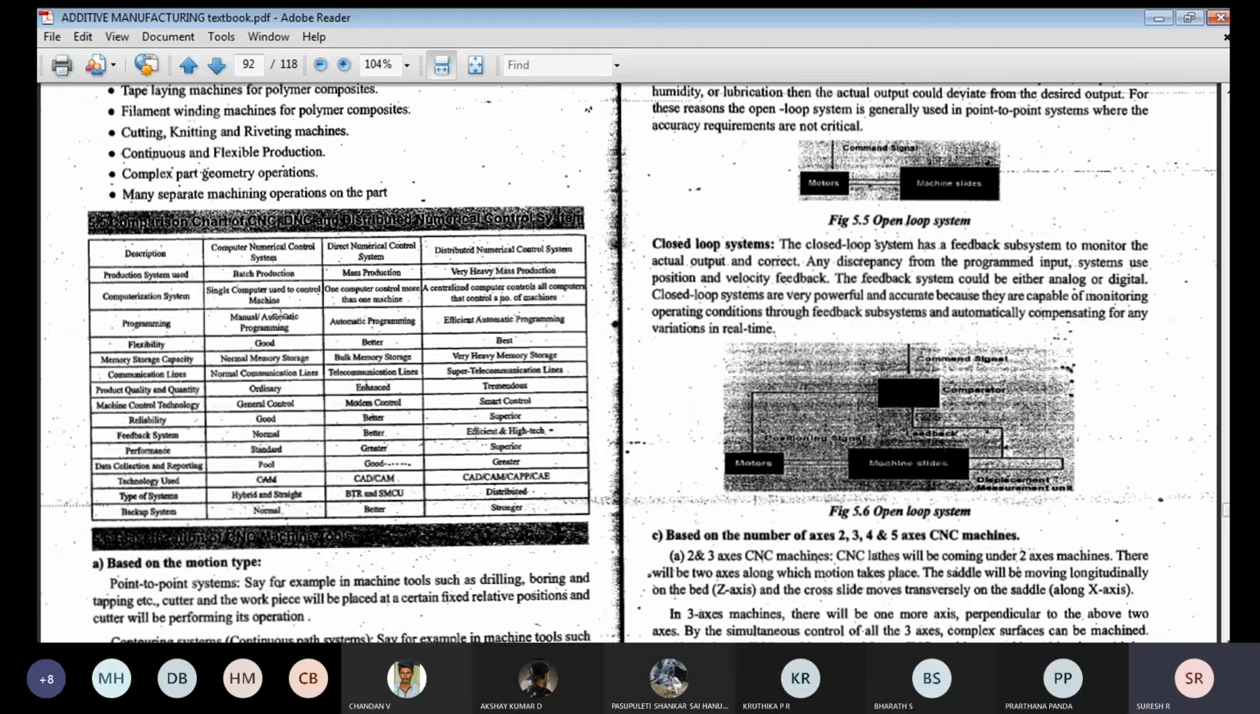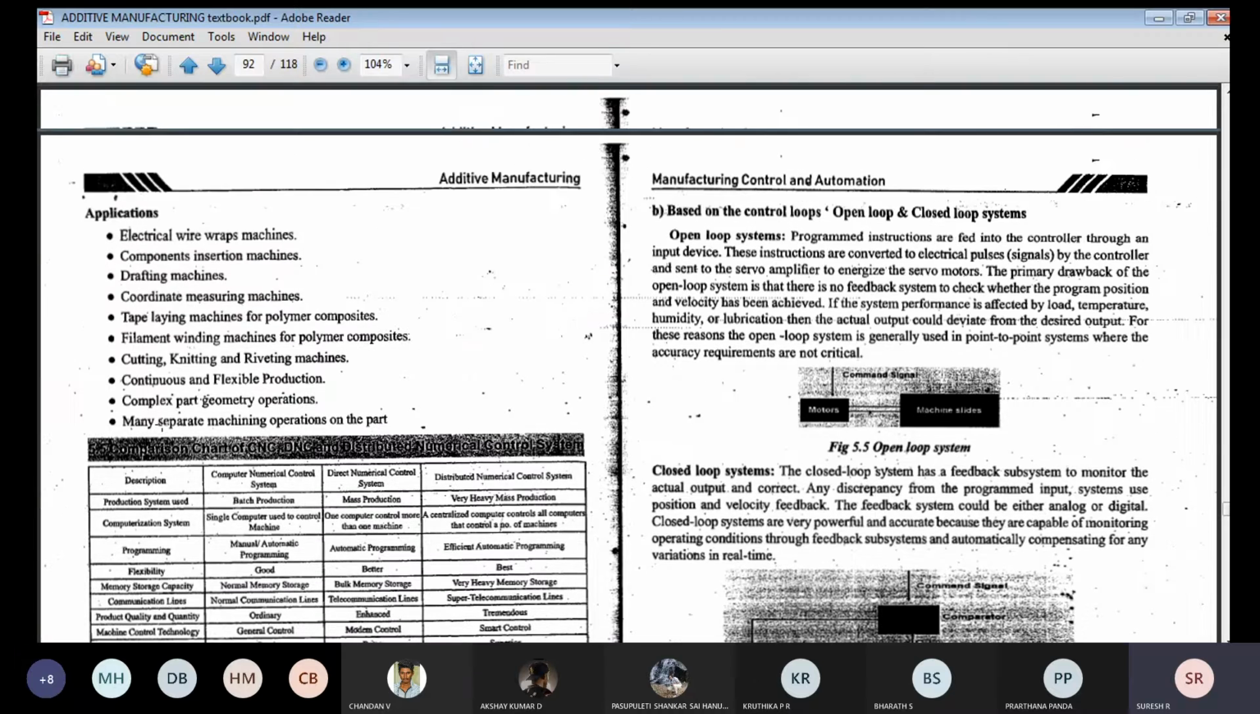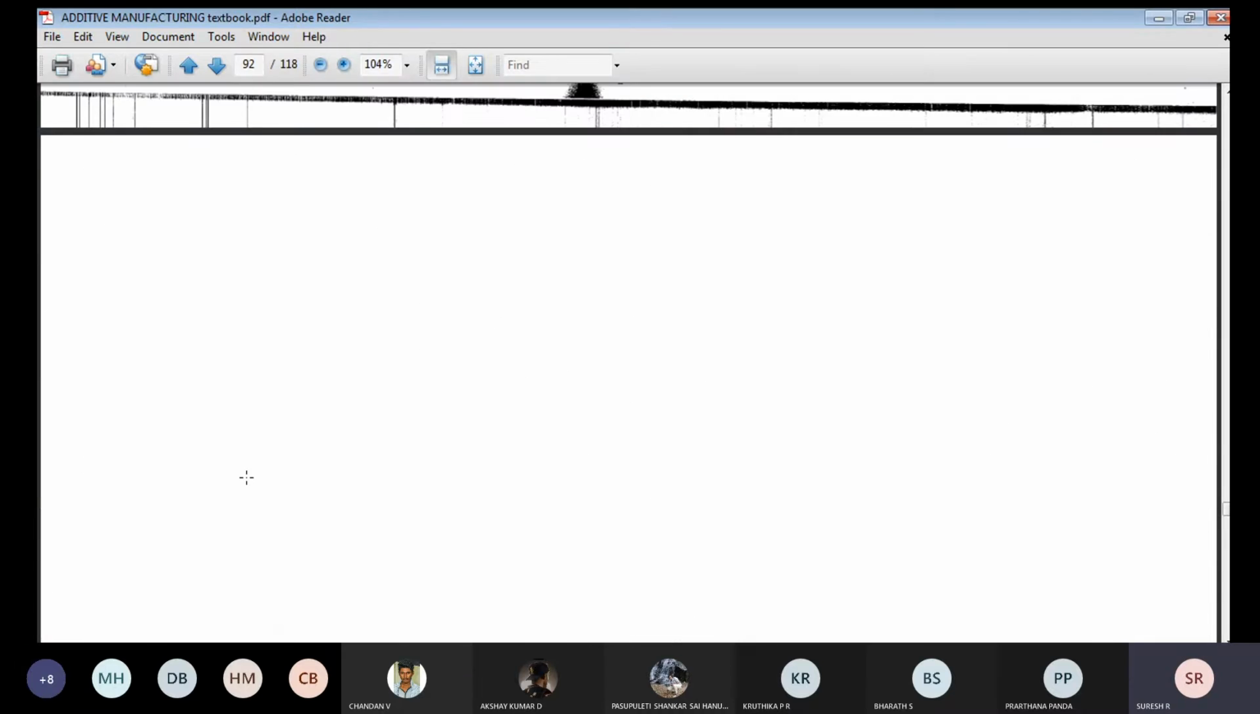The programming is manual as well as automatic; both options are available in the case of the CNC machine. Complete automatic programming is obtained in the DNC system. Flexibility is good in the CNC and it is better in the DNC system. Compared to CNC, things are better in the DNC. That is the difference between the CNC and the DNC system.